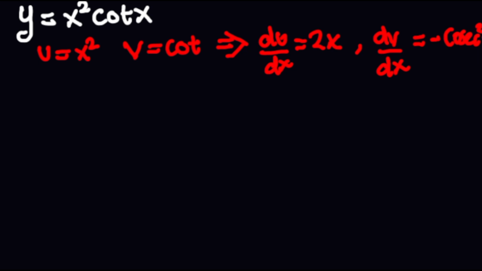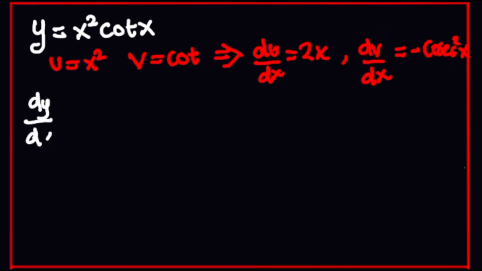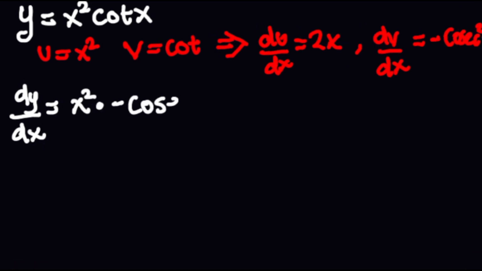So what I'm going to go ahead and do now is differentiate y equals uv. We're going to have our product rule: dy/dx equals u, that's x squared, multiplied by dv/dx, which is minus cosec squared x. Then plus again, I'm going to have v, which is cot x, multiplied by du/dx, that's 2x.